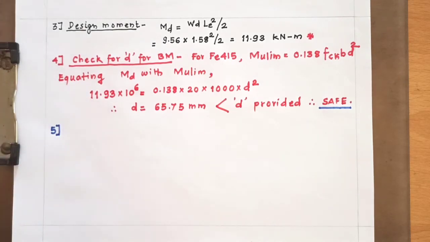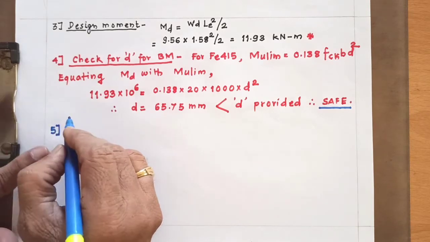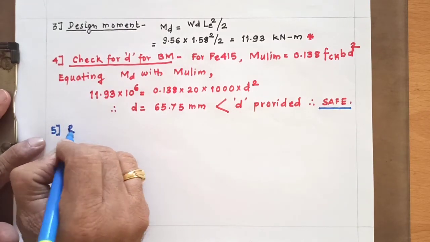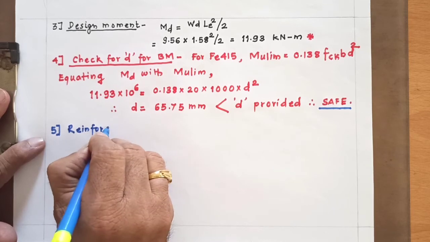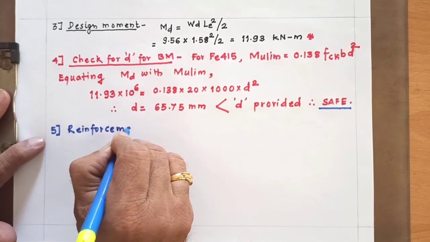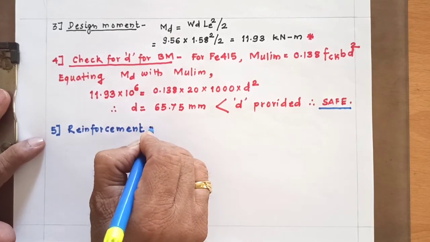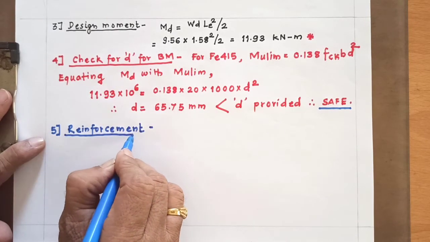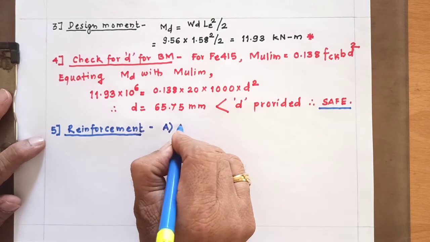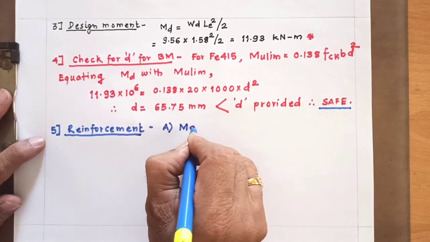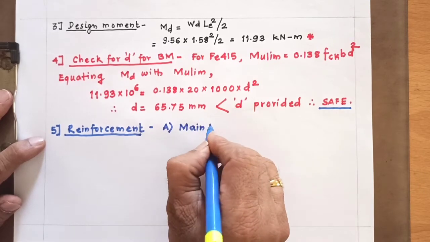Step number 5, that is reinforcement. In reinforcement, there are two parts, A and B. A is for main reinforcement, and B is for distribution. So let us go for part A, that is main reinforcement.